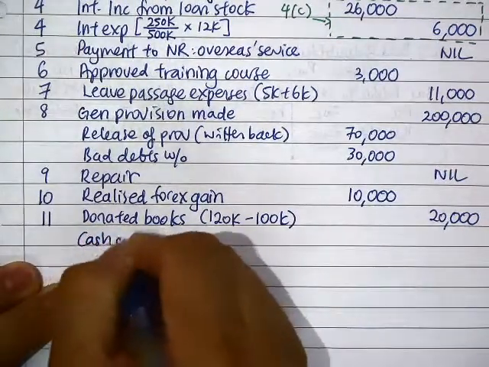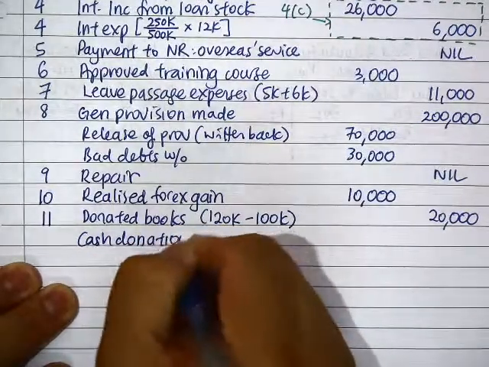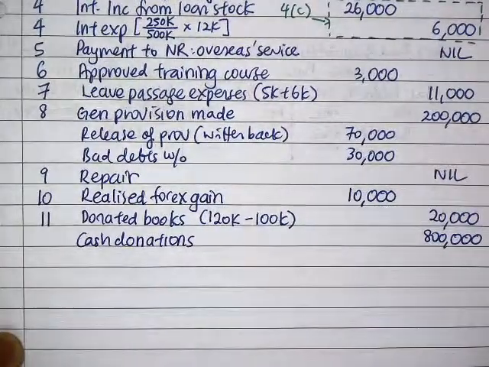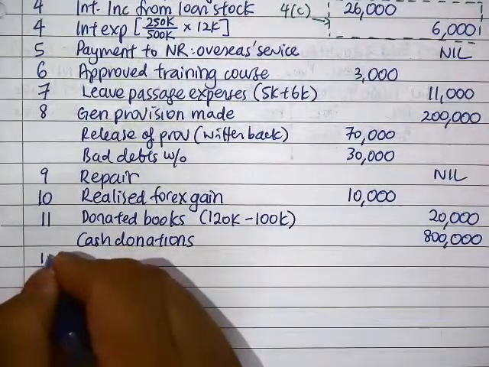Now the cash donation you have to claim later on at the bottom, so you add back the whole thing, 800k. Right, note 12.